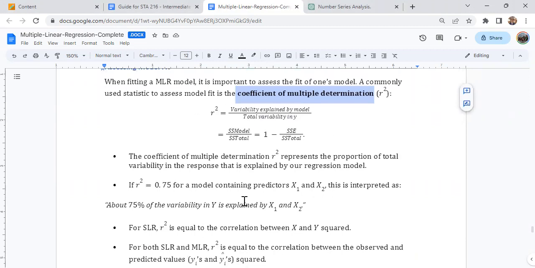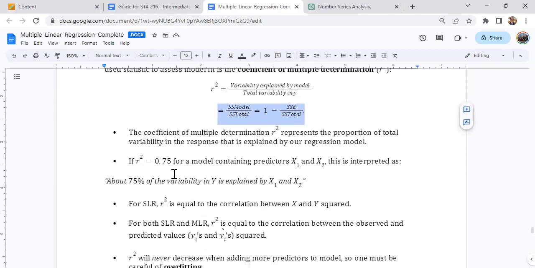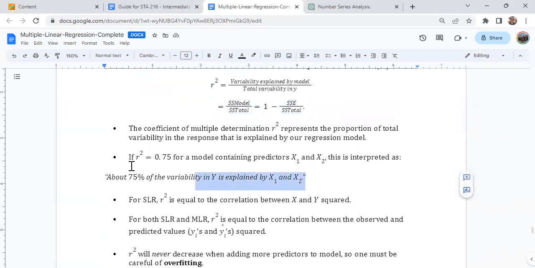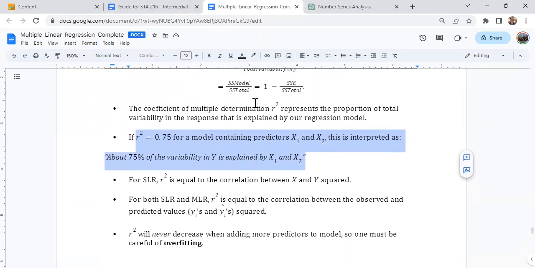So for example, if you calculate R squared from the ANOVA table like this, and it's 0.75, R squared will always be between 0 and 1. If you get 0.75, for a two predictor model, we can interpret that as roughly 75% of the variability in Y is explained by X1 and X2. Okay. So that's another use of the ANOVA table. It can give us the R squared value.